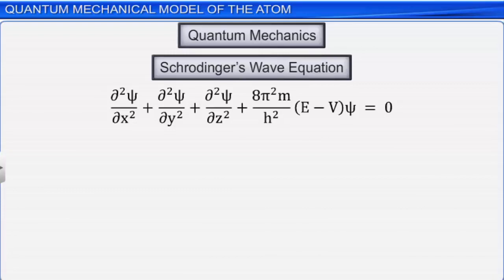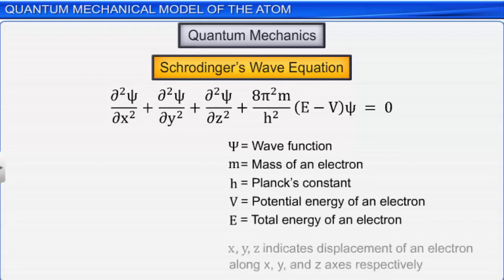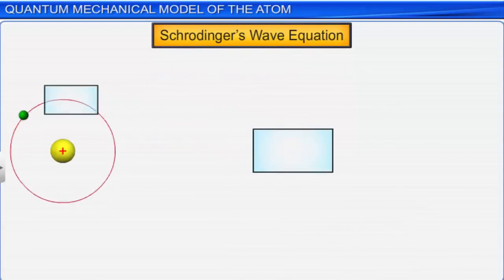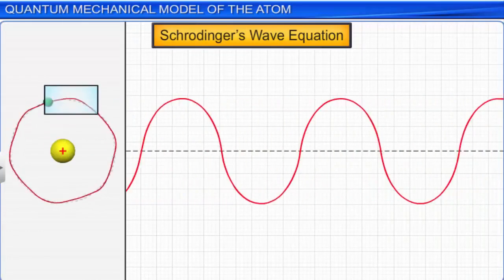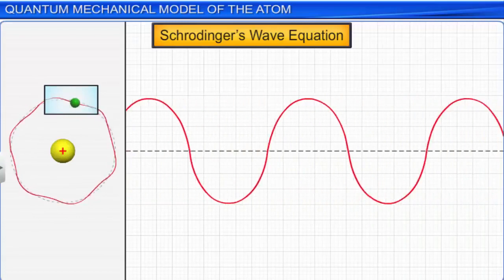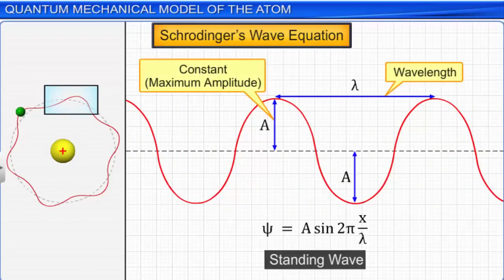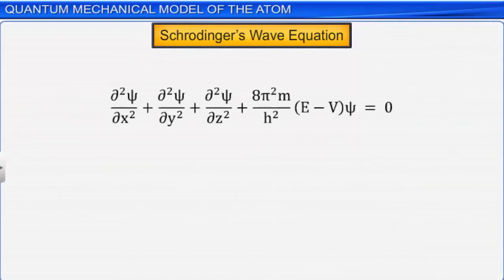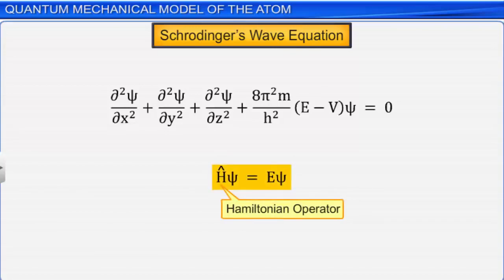In quantum mechanics, the mathematical expression which describes the wave motion associated with a particle is popularly known as Schrödinger wave equation. It gives the probability of finding an electron at different points in an atom. The Schrödinger wave equation is obtained by differentiating the equation for the standing wave of an electron in the hydrogen atom. In short, Schrödinger wave equation is written in terms of Hamiltonian operator as shown here.